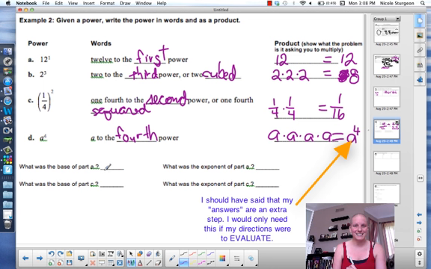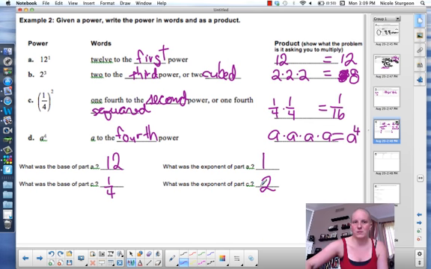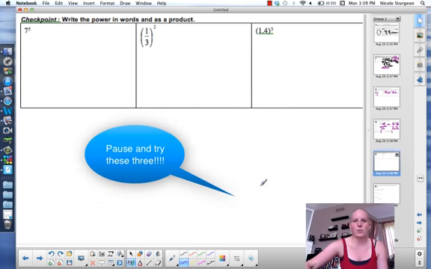I mean it. Alright. So, the base of part A, if you were listening, you should have written a 12. The exponent of part A, 1. What was the base of part C? 1/4. And the exponent of part C? 2. I hope you got all of those. Alright, here's a checkpoint. I want you to do these 3 all on your own.